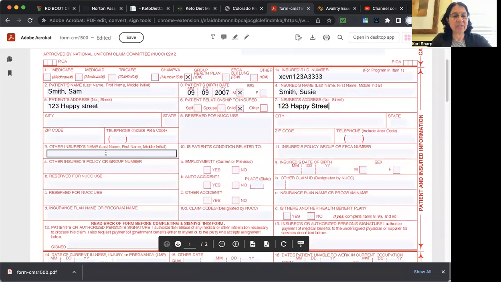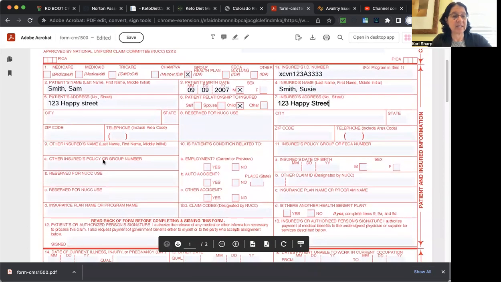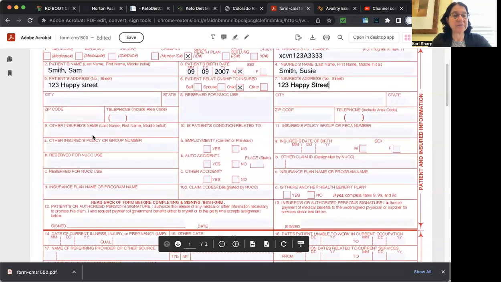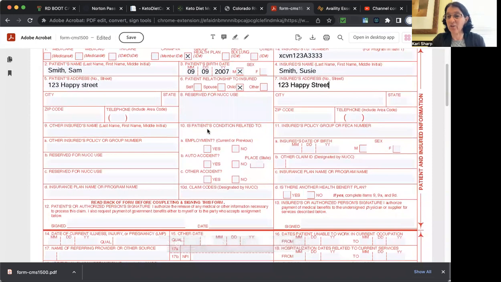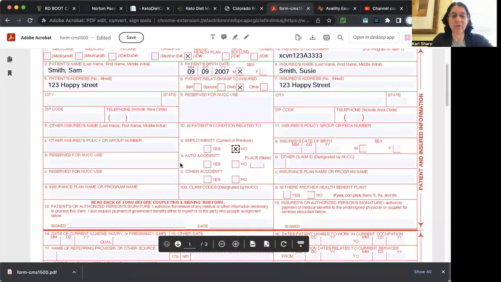All right, some of this stuff doesn't apply to us as dietitians. Some does. So we would fill out at this point, is the patient's condition related to? If we were a doctor in an ER, or if we were doing a health claim for somebody, like they got hurt at work or something, we might put yes. But for us as dietitians, almost always these are no. You know, it's not from an accident. We're not filing a claim in that sense.